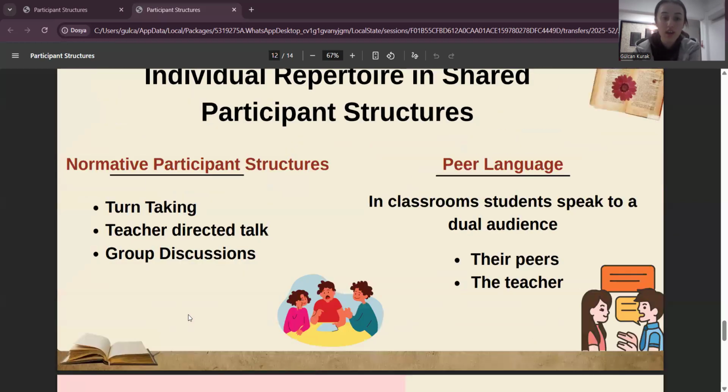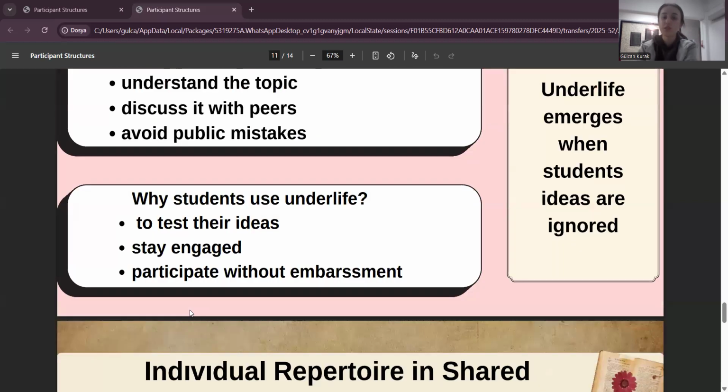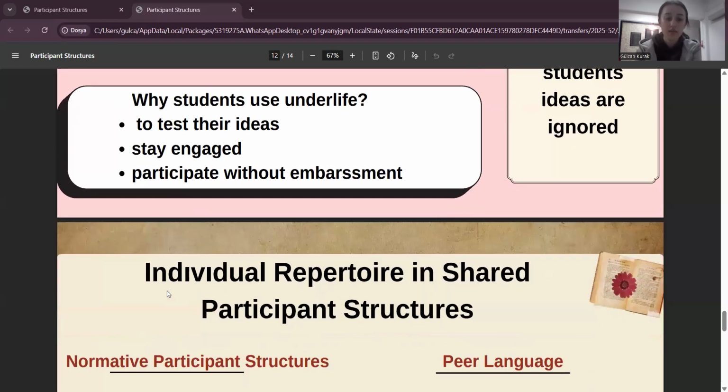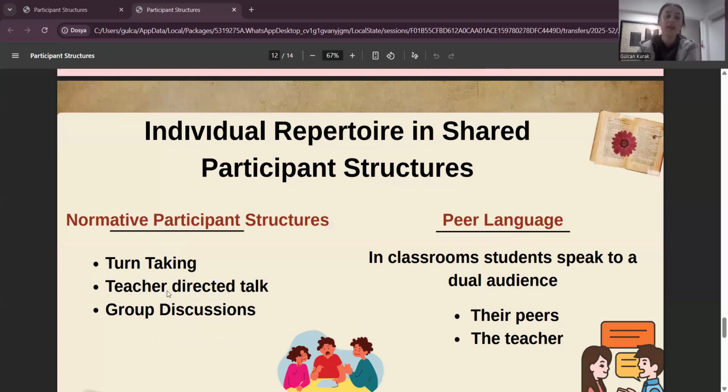And also we have individual repertoire in shared participant structures. We have normative participant structures. They are turn taking, teacher directed talk, or group discussions. As we said, these kinds of structures can limit the students' interactions. So we have also peer language. In the classroom, students speak to a dual audience, with their peers and with their teachers.